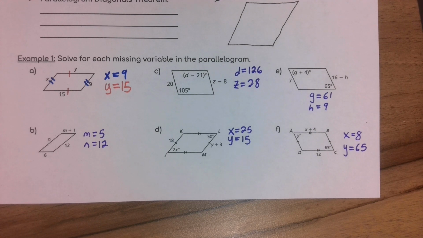How did we do? These are all the answers for all of these variables. And we solved them by using the fact that opposite sides and opposite angles are congruent. Cool.